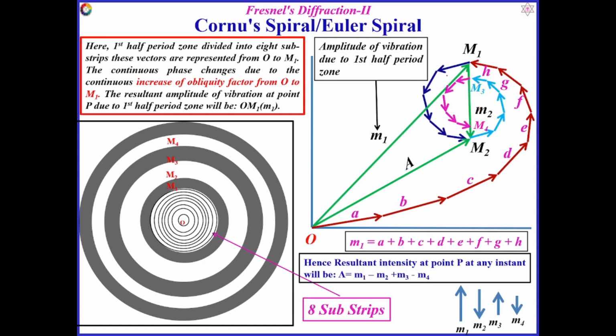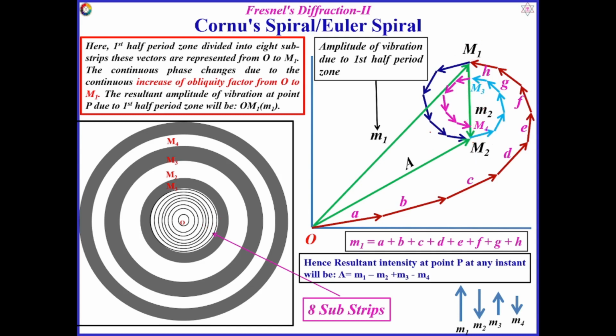So this way we found a spiral-like geometry or structure when we go through the intensity distribution or amplitude of vibration at a particular point on the screen due to each and every zone, by considering the number of strips as per Fresnel. Fresnel assumed that each and every half period zone is further divided into strips. Whenever we draw these amplitudes for each zone, for the first half period zone, it will be up to M1. For the second half period zone, up to M2. For the third half period zone, up to capital M3. For the fourth half period zone, up to this much. For the fifth half period zone, up to this much. For the sixth, up to this much. Like this.